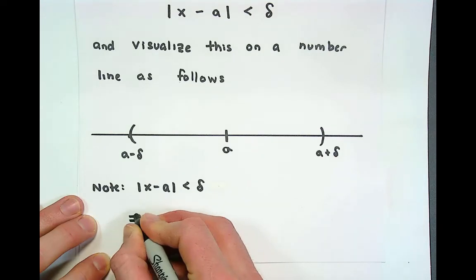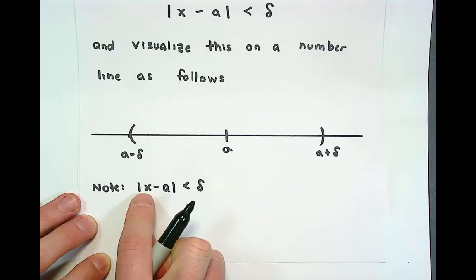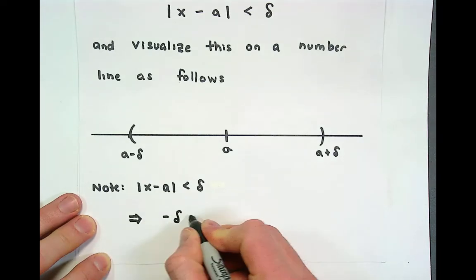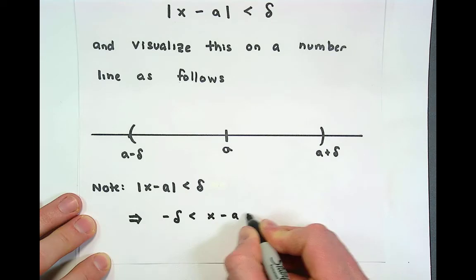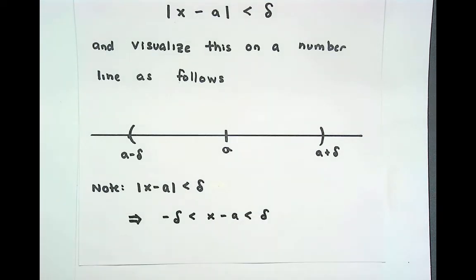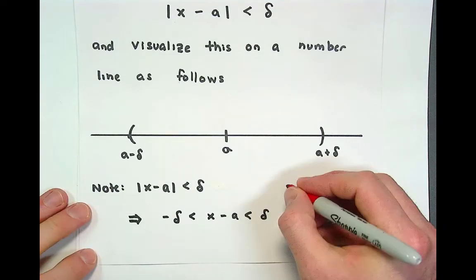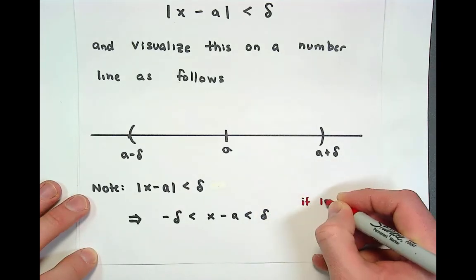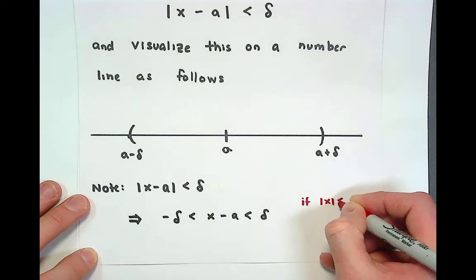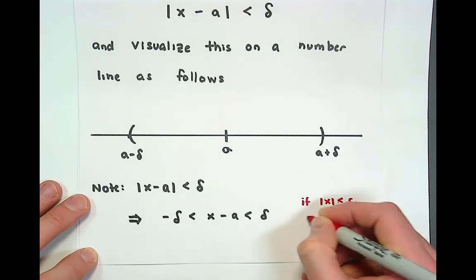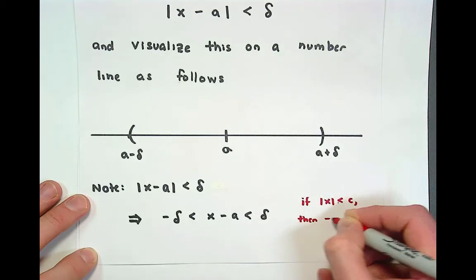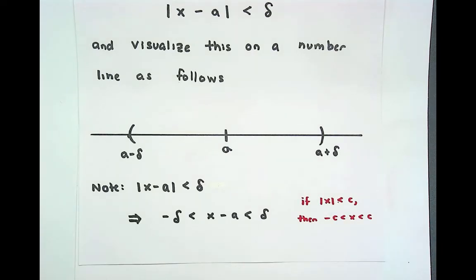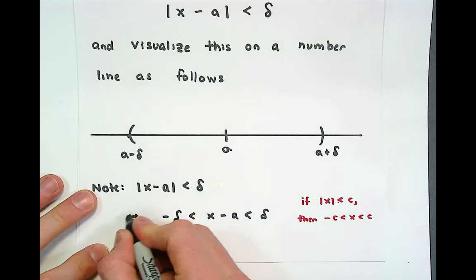So when we look at this, we say that the absolute value of x minus A is less than delta if and only if negative delta is less than x minus A is less than delta. And this comes from a kind of popular thing in inequalities. We say that if the absolute value of x is less than a positive constant c, then negative c is less than x is less than c. And this is actually an if and only if statement. You can go both directions on this, which is kind of cool.